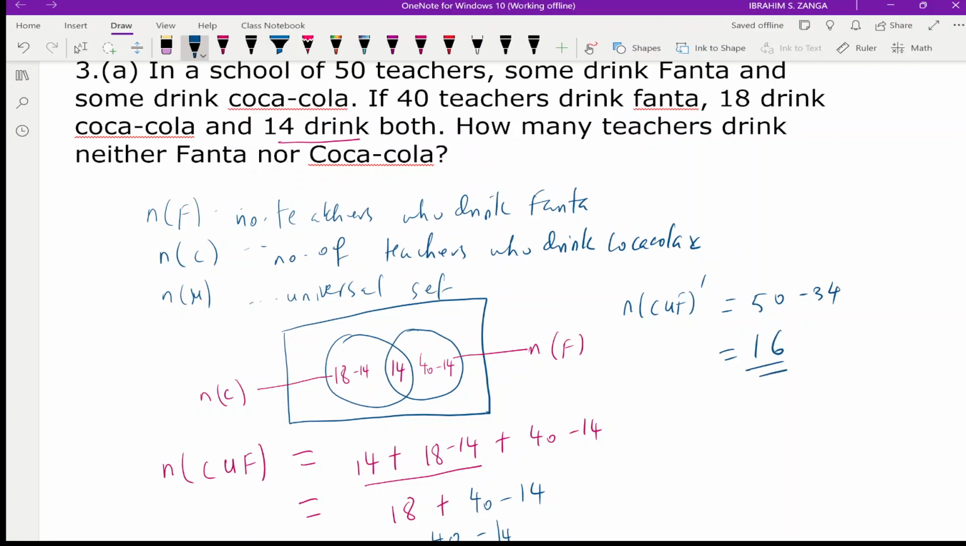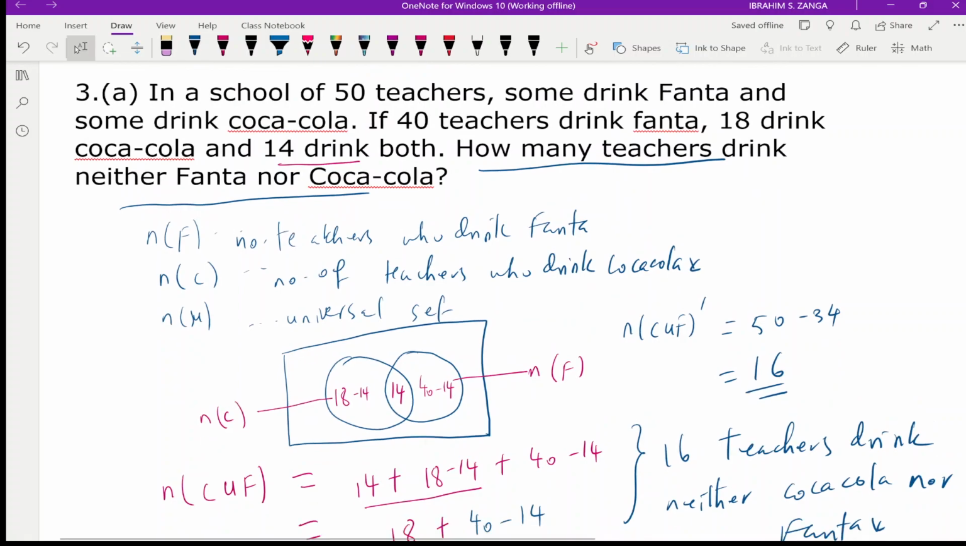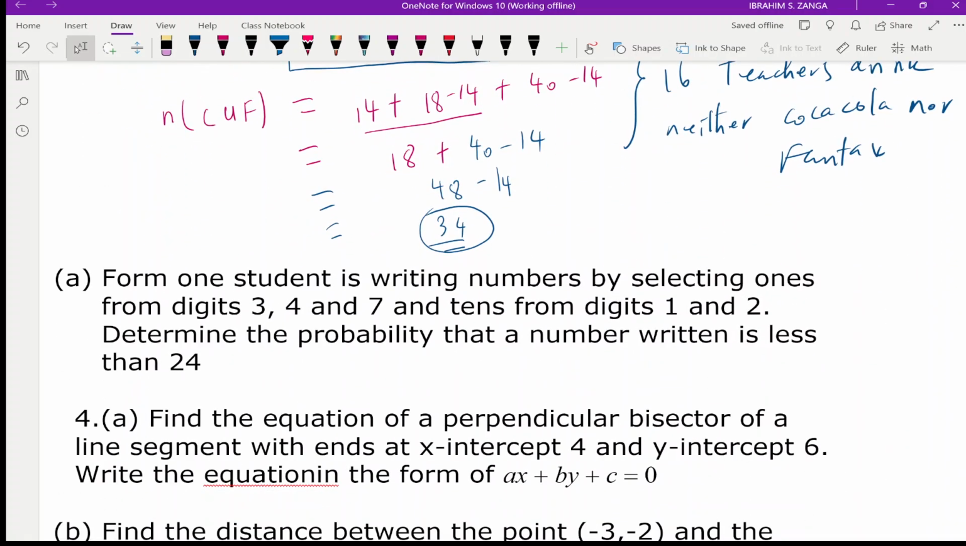How do we answer this question? How many teachers drink neither Fanta nor Coca-Cola? We can say that 16 teachers drink neither Coca-Cola nor Fanta, dear students. So that is the solution for question number 3A, dear students.